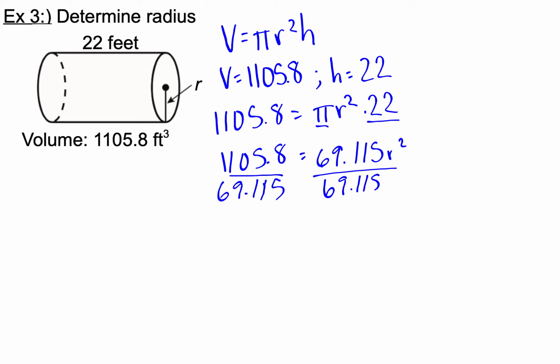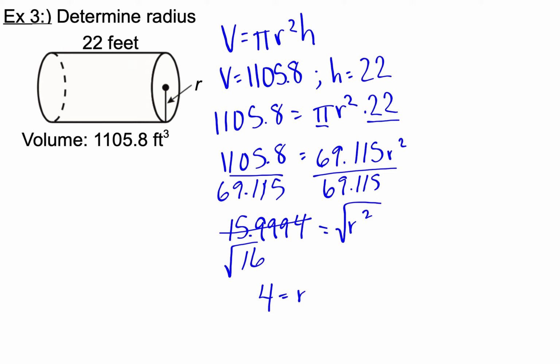On my calculator, 1105.8 divided by 69.115 comes out to 15.9994 equals r squared. We're going to go ahead and round that off to 16, and then we square root both sides, and the square root of 16 is 4. So we get a radius of 4 feet.